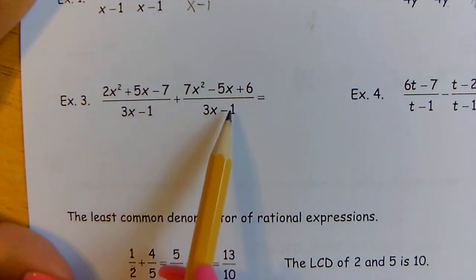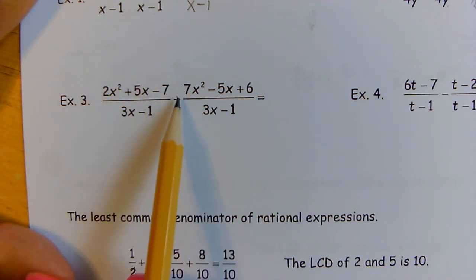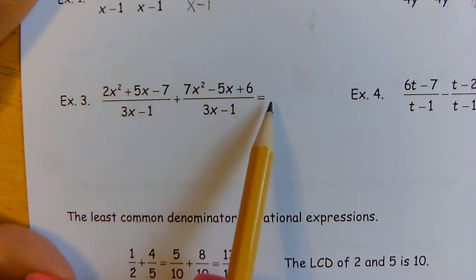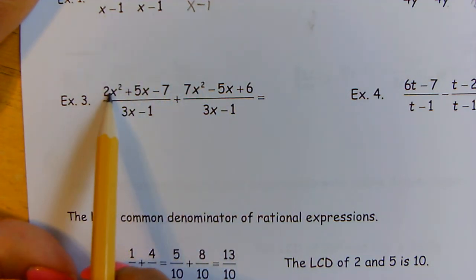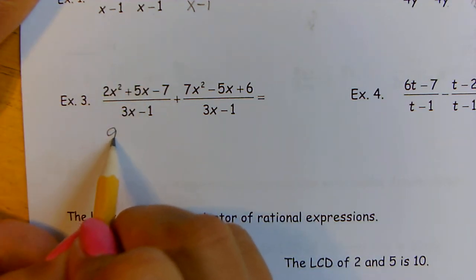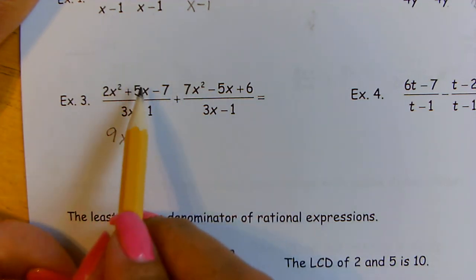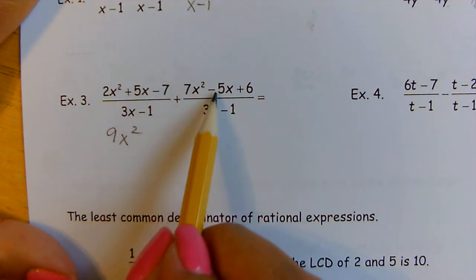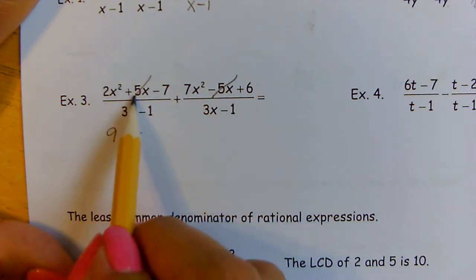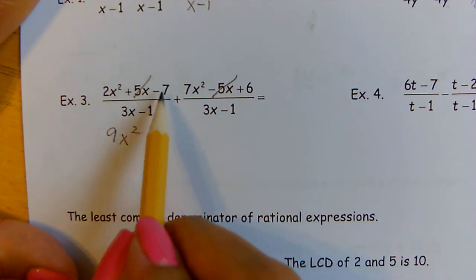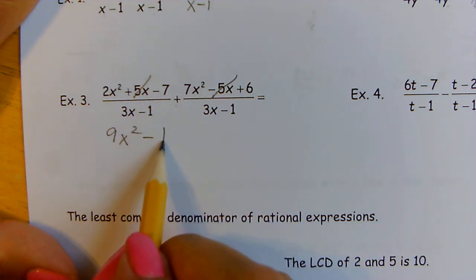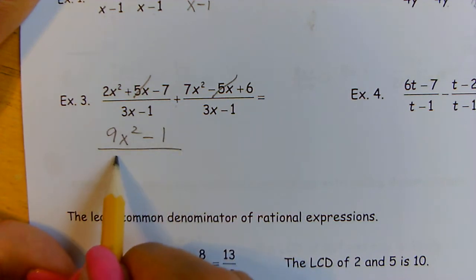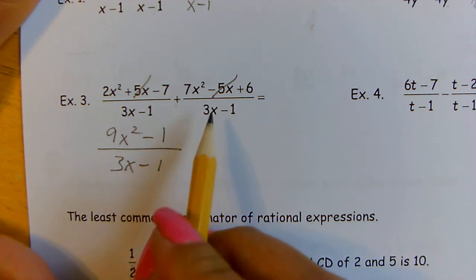So here I have a common denominator. I'm going to combine all my like terms. This is addition, so I'm just adding everything together. I can add x squares with x squares. So 2x squared plus 7x squared is 9x squared. My 5x plus a negative 5x, those are going to cancel out. Negative 7 plus positive 6 is going to be a negative 1, all over 3x minus 1.